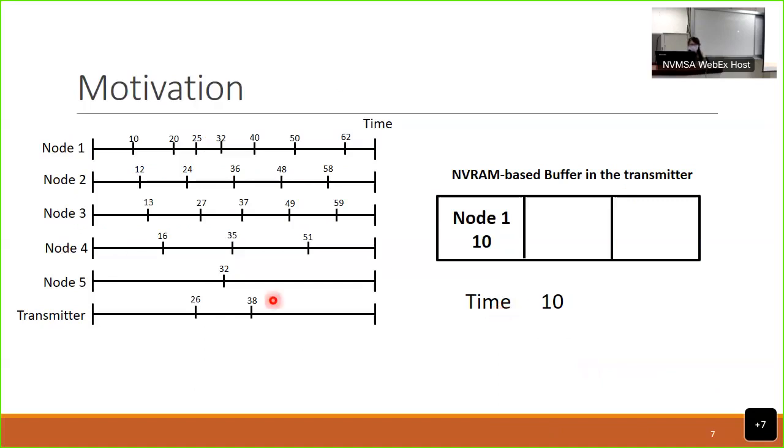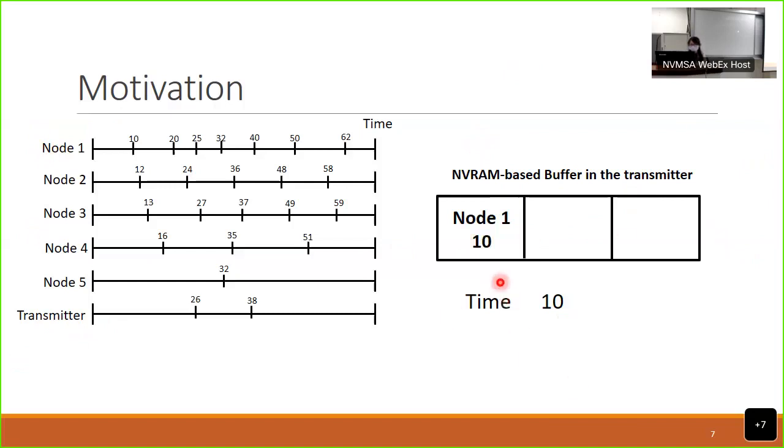In this example, we have 5 nodes and 1 transmitter, and this line is the time at which each node updates data. That means the transmitter receives the data at this time. For example, at time 10, the transmitter receives data from node 1. And on the right of the slide, this is the NVRAM-based buffer in the transmitter, and there are only 3 locations for the 5 nodes.